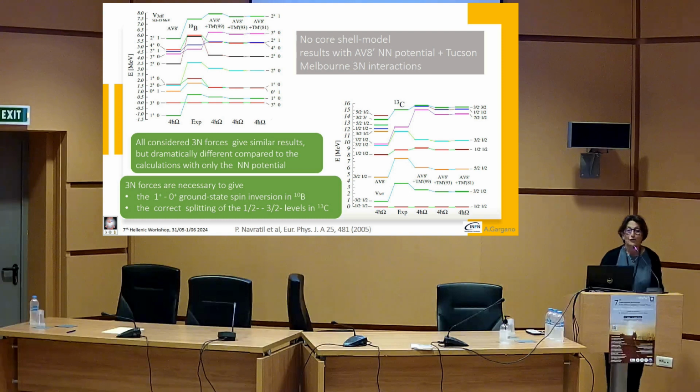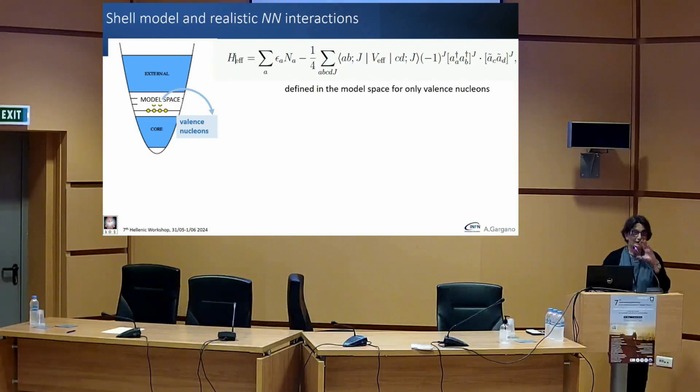But the focus of this talk is on the role of three-body forces within the shell model. So just a slide on the framework we use. The shell model is based on the mean field ansatz that allows us to define a potential, and so three different spaces: a core space, a model space, and an external space. And in the shell model, we only consider explicitly the valence nucleons, which are constrained to move in a limited space, that is in fact the model space.